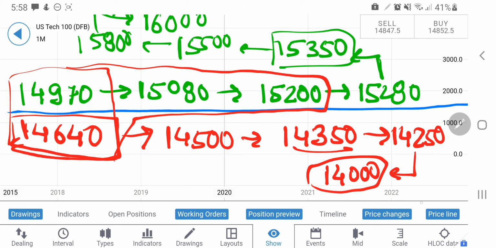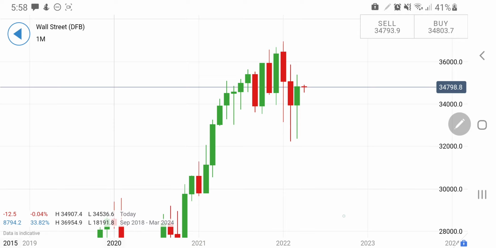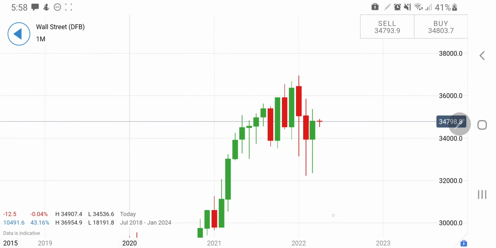Now let's start with US30. See, US30 on the monthly chart: lower highs, higher lows, and probably from here one can expect that it is going to trade sideways, only breaking this zone at 35,000. Rather I say 35,000, 35,200 levels. If it breaks this zone, one can expect that it is going to go further high towards 36,000 levels. So I'll be watchful of that.